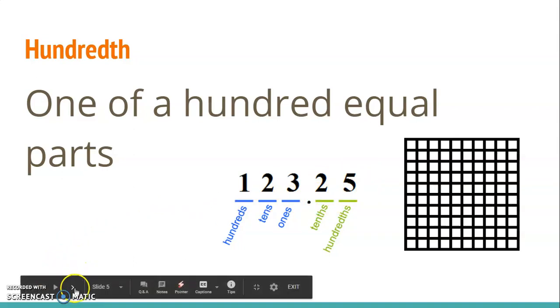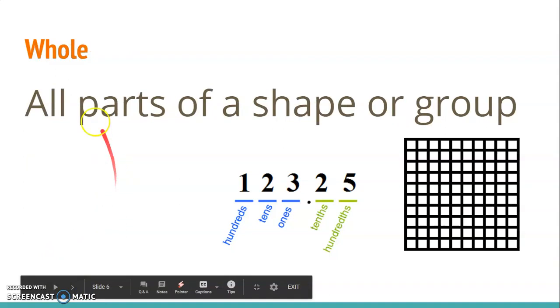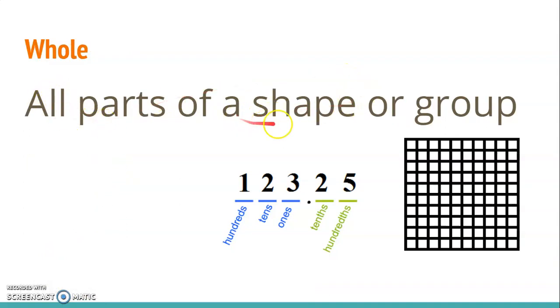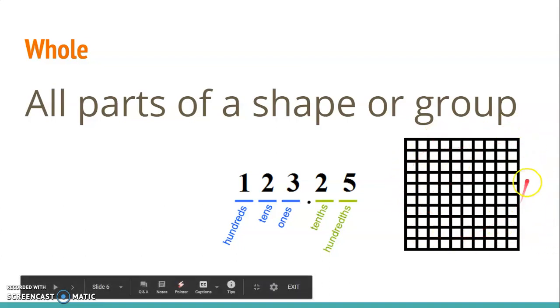And then we also have a whole. All parts of a shape are grouped. So a whole, or just your ones place, it would be like if all of these squares were shaded, this would be one whole, a representation of one whole.